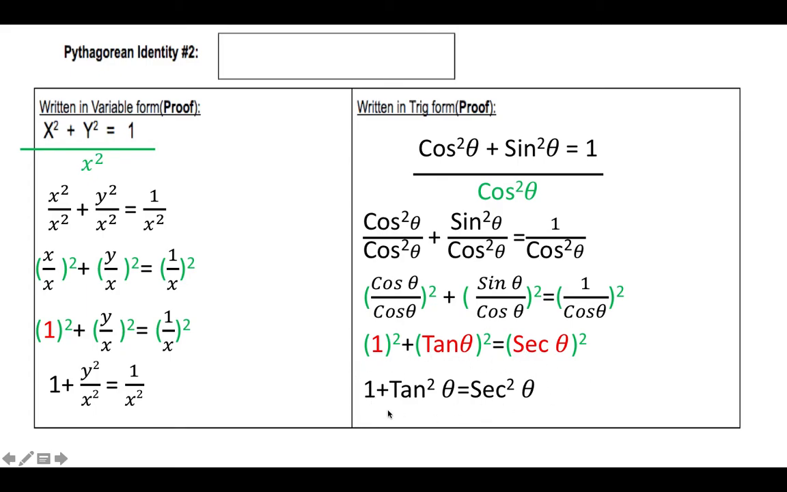Finally, as you can see, we created a new identity from the original Pythagorean identity. This is my second new identity. From this, we'll be able to find out a tangent or a secant given whatever variables I give you for that. And as you can see here, I created a new identity from the original. I did the same steps, but this time thinking about trig functions as variables is what we did. So here is my second Pythagorean identity. Let's move on to the next and last Pythagorean identity.